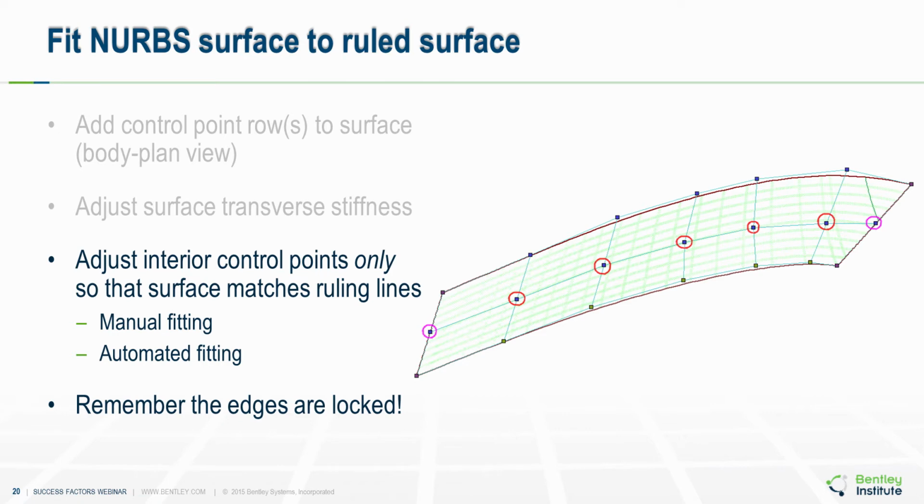And if we've adjusted the ruled surface so that the end of the surface falls on a ruling line, then we won't want to adjust the control points that are in the transverse edges, those that I've highlighted in purple. And remember, we don't want to change the generator edges at all, so that leaves the control points that are just in the interior of the surface, those that are highlighted in red.